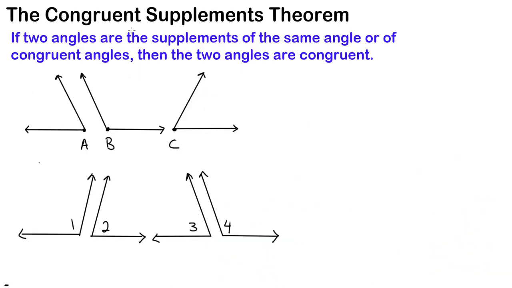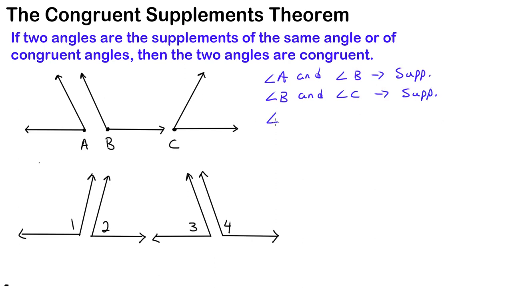All right, so now on to the congruent supplements theorem, which is basically the same thing except involving supplementary angles. So if two angles are the supplements of the same angle or of congruent angles, then the two angles are congruent. So looking at this first figure here, if I tell you that angle A and angle B are supplementary, and I also tell you that angle B and angle C are supplementary, well, what does that tell me?